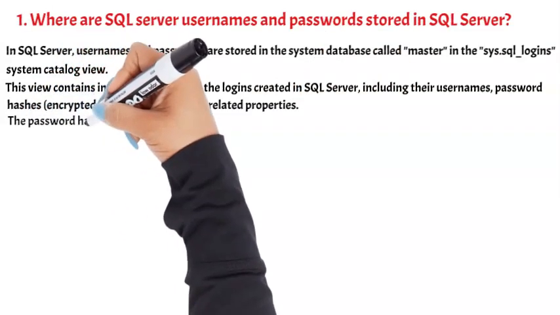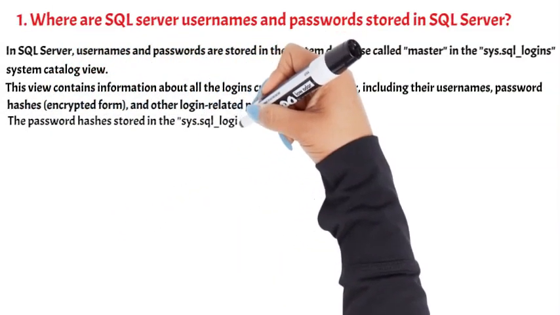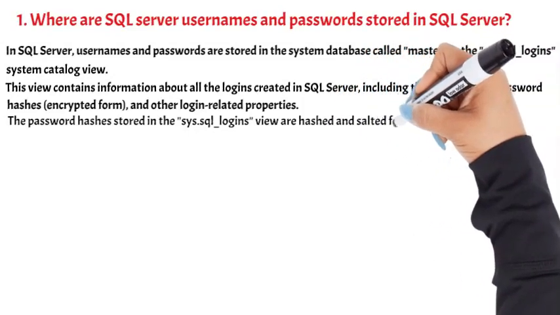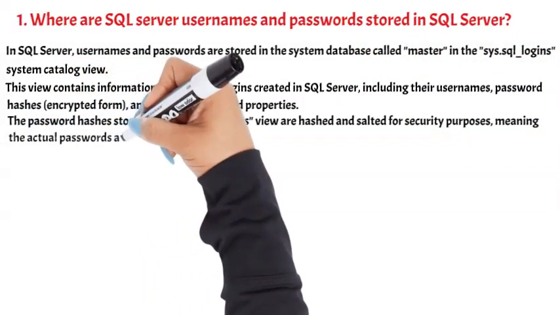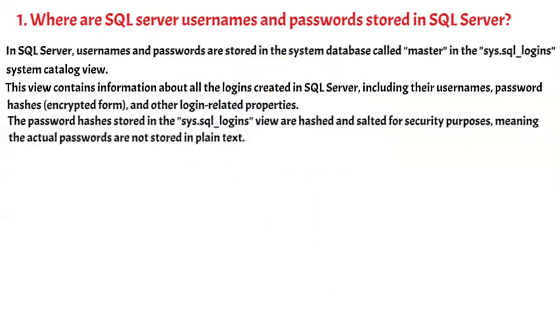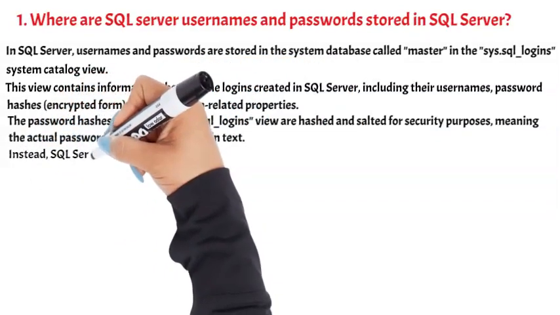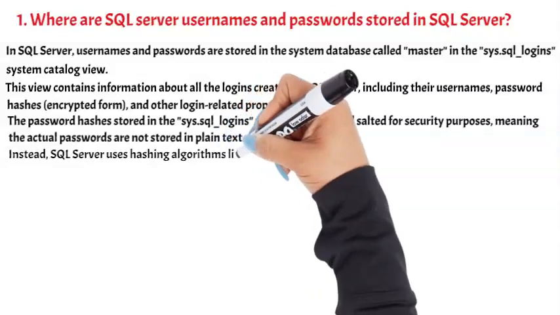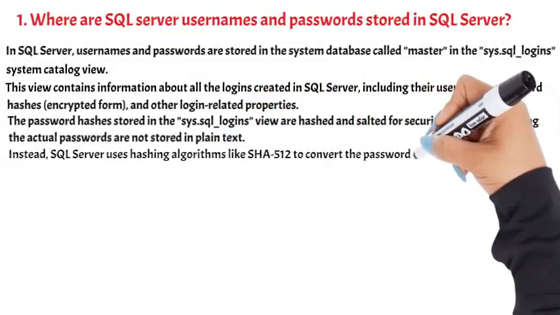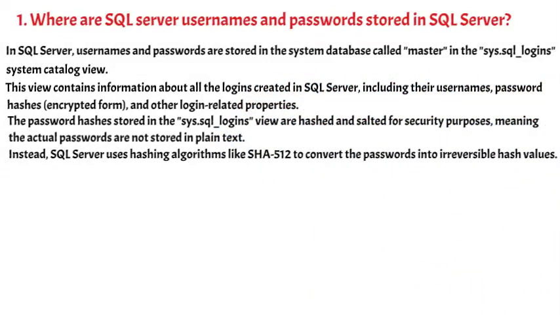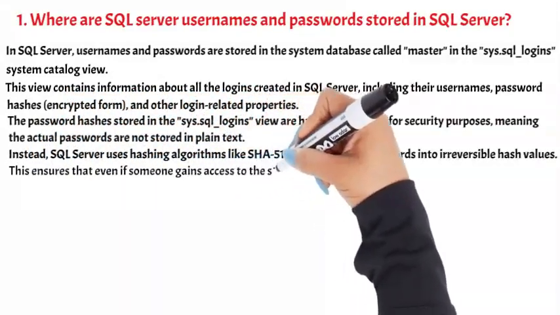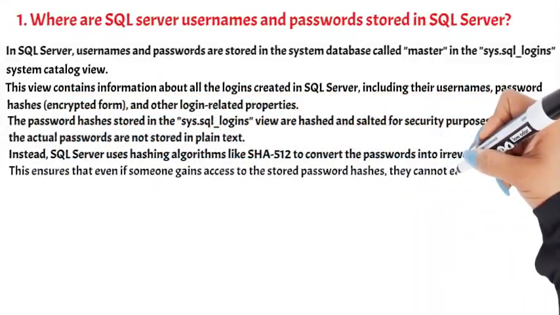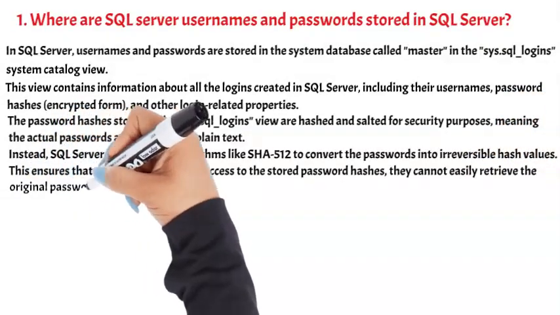The password hashes stored in the sys.sql_logins view are hashed and salted for security purposes, meaning the actual passwords are not stored in plain text. Instead, SQL Server uses hashing algorithms like SHA-512 to convert the passwords into irreversible hash values. This ensures that even if someone gains access to the stored password hashes, they cannot easily retrieve the original passwords.